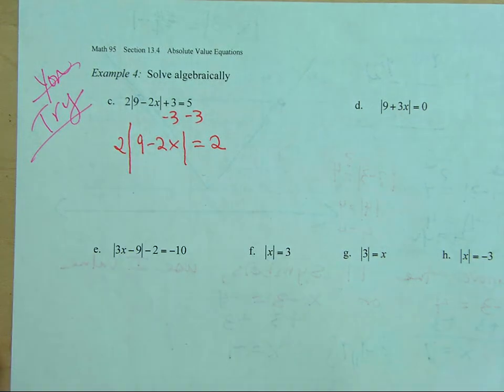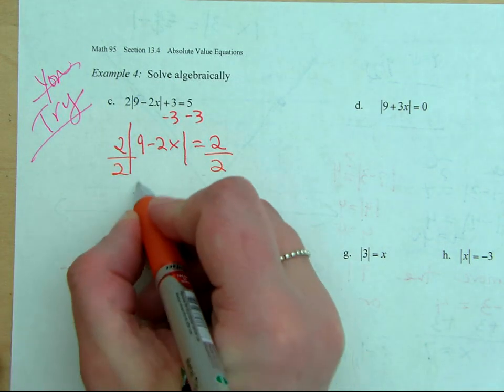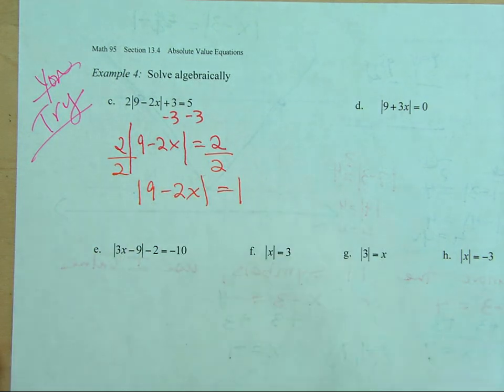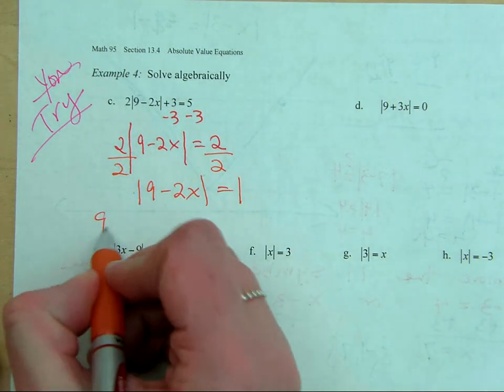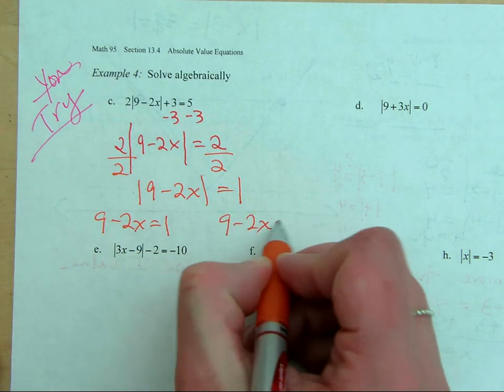Yeah, how do you remove it? You just get rid of it? Do you add it? Do you subtract it? Divide. Why divide? Yes, divide the 2 on both sides. You get the absolute value of 9 minus 2x equals 1. Then you set that up. You have 9 minus 2x equals positive 1, or 9 minus 2x equals negative 1.